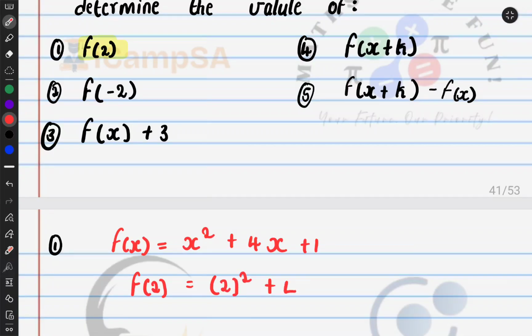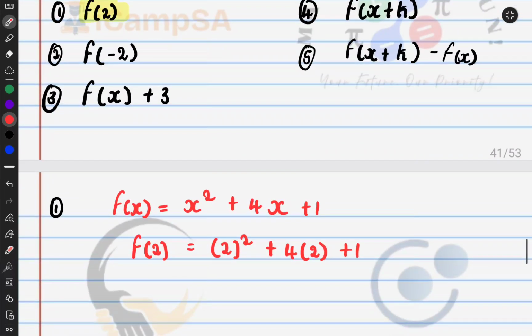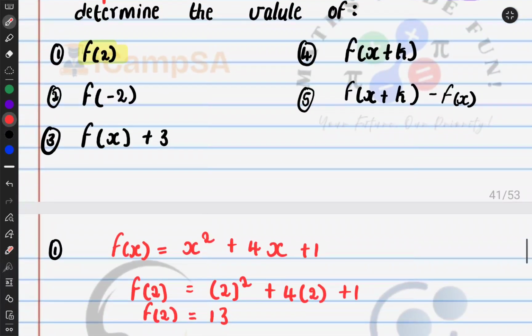So we're going to have 2 squared plus 4 times 2 plus 1, and this is going to be what? 2 squared is 4, plus 4 times 2, which is 8. So that is 12, plus 1. This is equal to 13. So f at 2 is equal to 13. That is how you go about doing that.